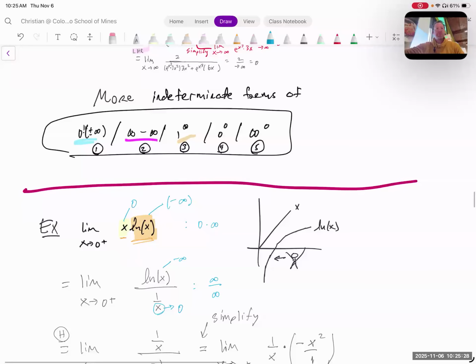0 times some infinite thing, positive or minus. I'm going to push pause.